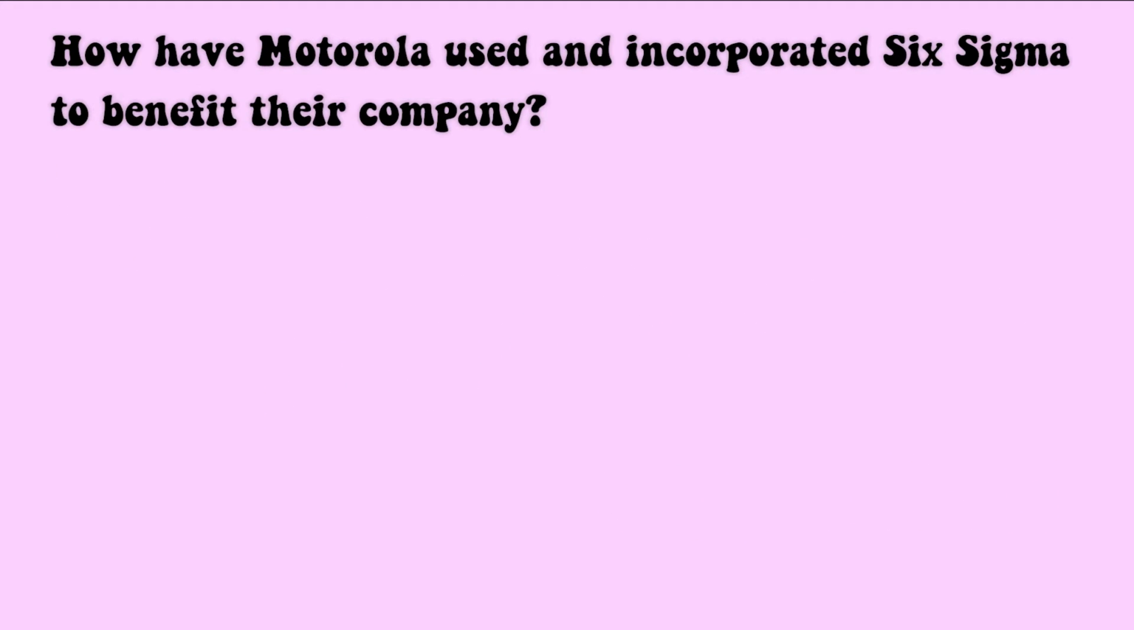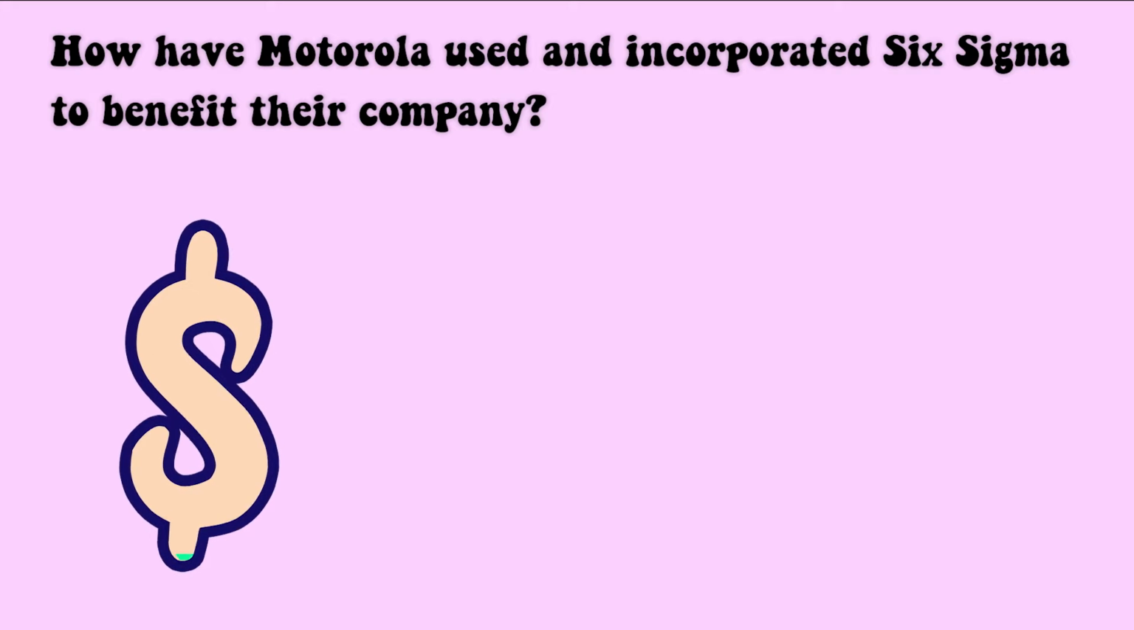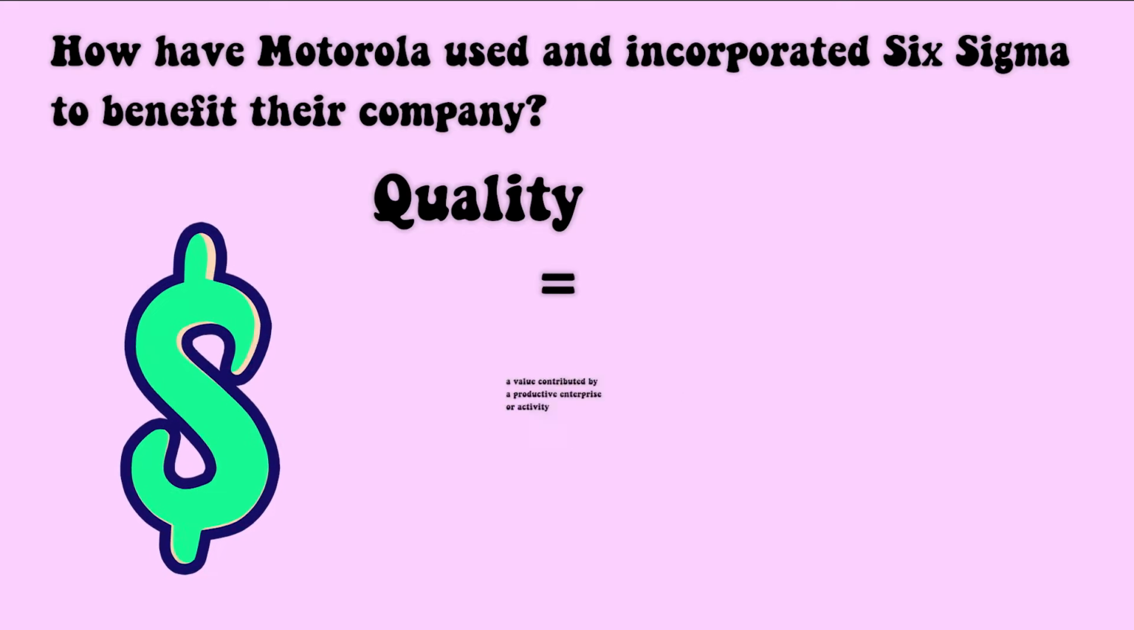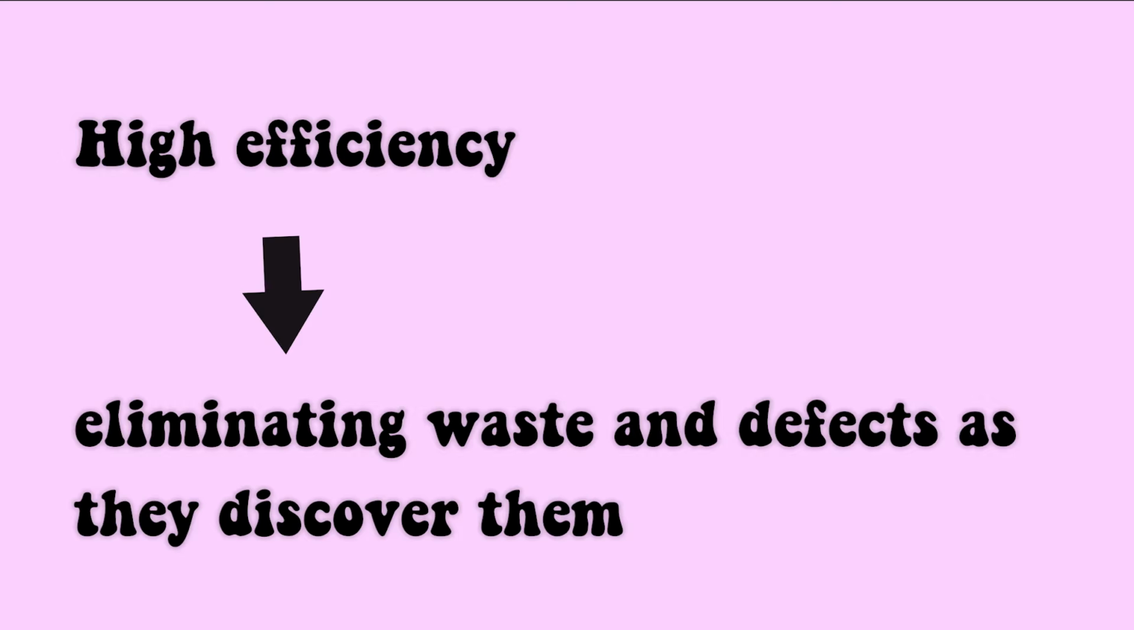How has Motorola used and incorporated Six Sigma to benefit their company? In terms of Six Sigma, quality is generally about helping an organization increase profit. In Six Sigma, quality is a value contributed by a productive enterprise or activity. Motorola uses Six Sigma to maintain high efficiency by eliminating waste and defects as they discover them. This may be on a production line or even in administration.